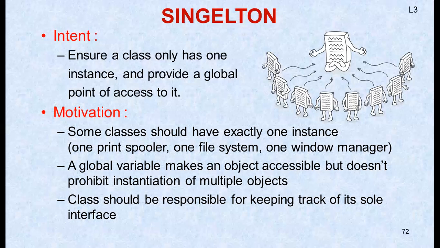So how do we ensure that a class has only one instance and that instance is easily accessible? A global variable makes an object accessible, but it does not keep you from instantiating multiple objects. A better solution is to make the class itself responsible for keeping track of its sole instance. The class can ensure that no other instance can be created, and it can provide a way to access the instance. This is the singleton pattern.